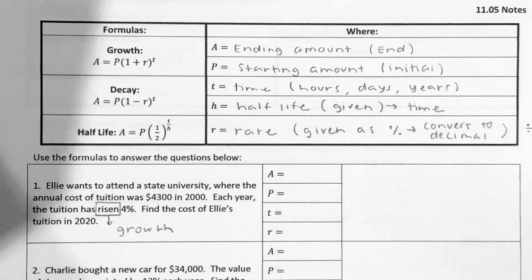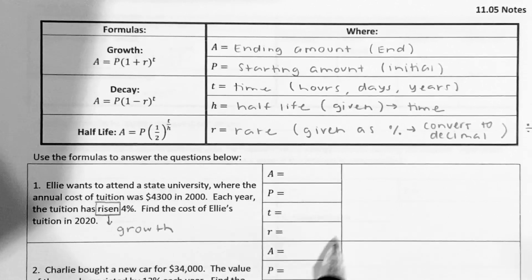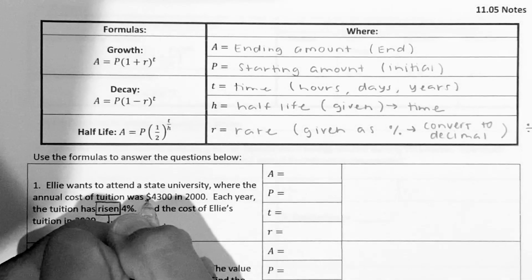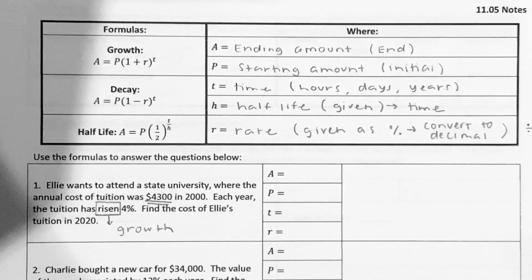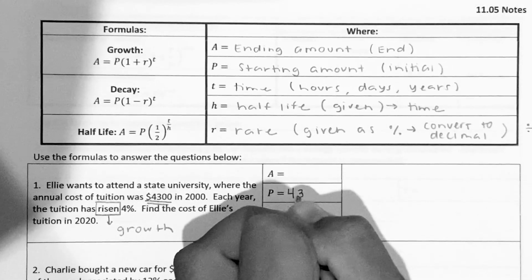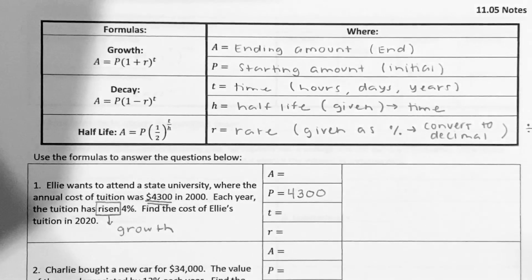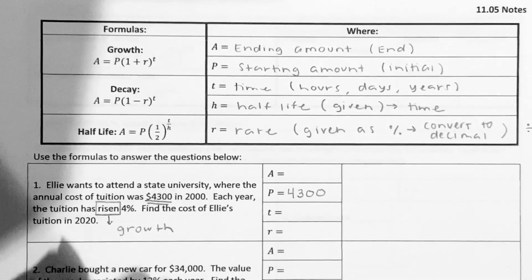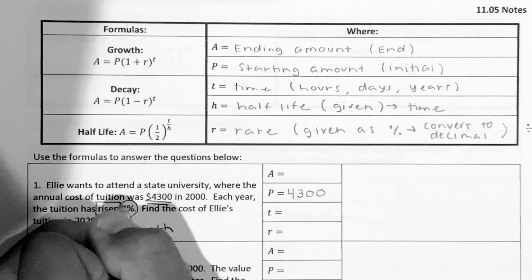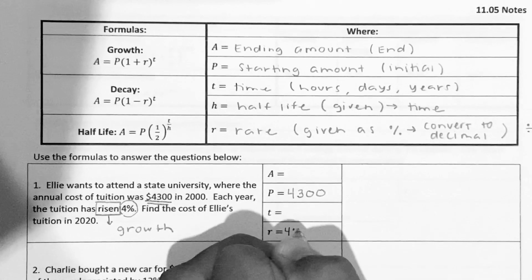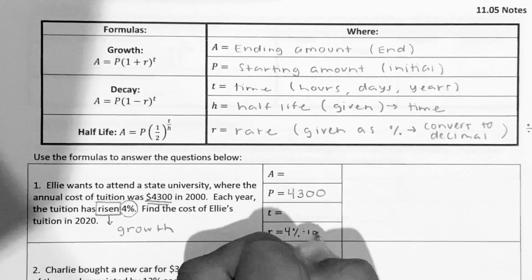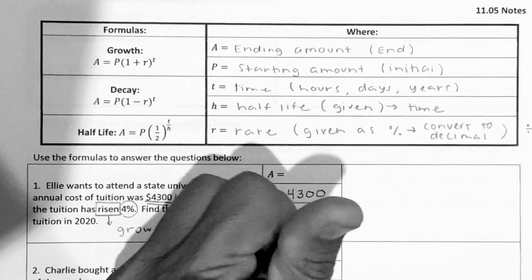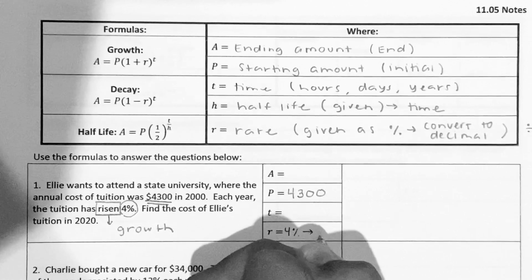All right, so then I'm going to figure out what each variable is, and one of these is going to be a question mark. Essentially, we have to solve for something. So it says that her cost was $4,300. That's what we're starting with. In the initial year, 2000, it started at $4,300. Each year has risen 4%. That is our rate. It was 4%, and when I divide that by 100, it's 0.04.